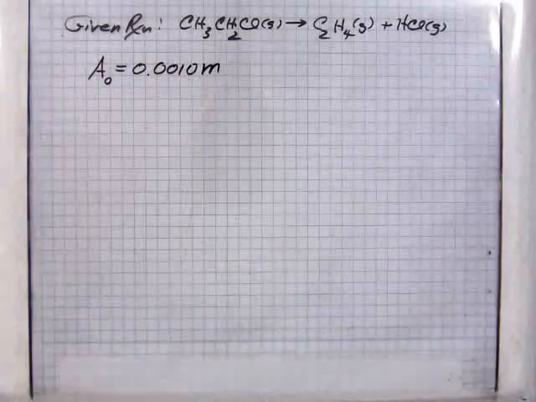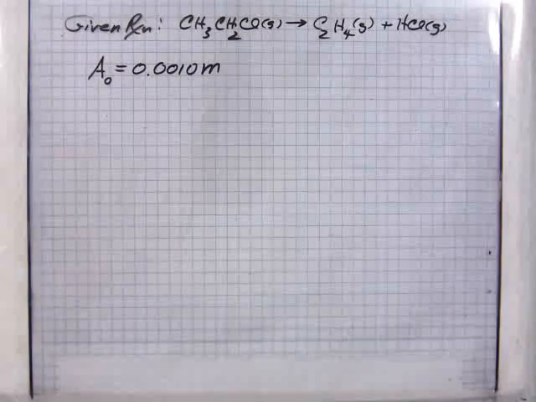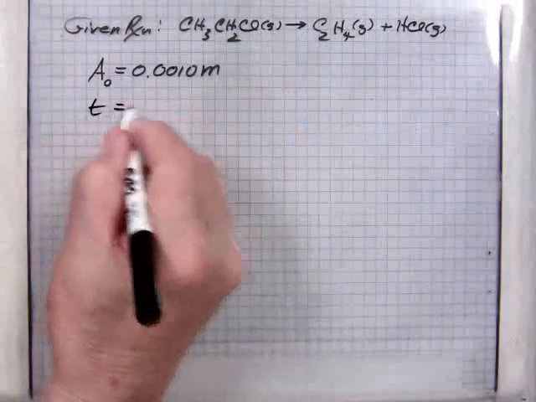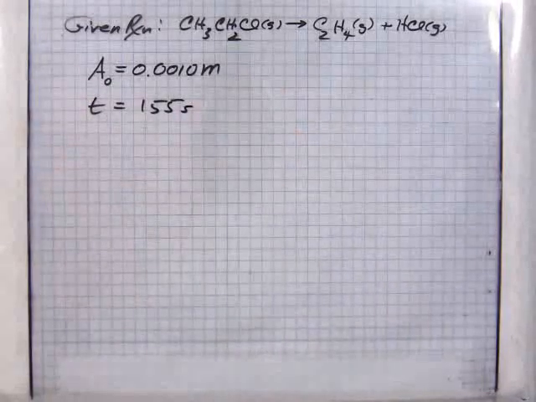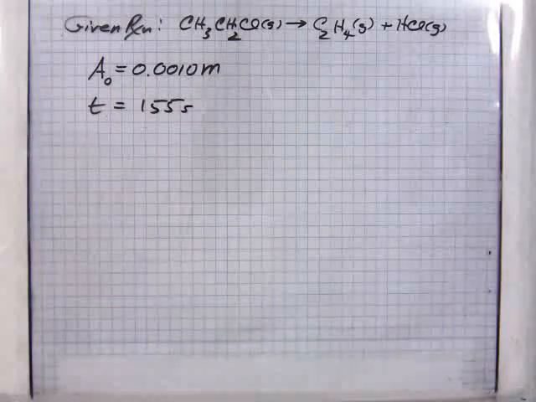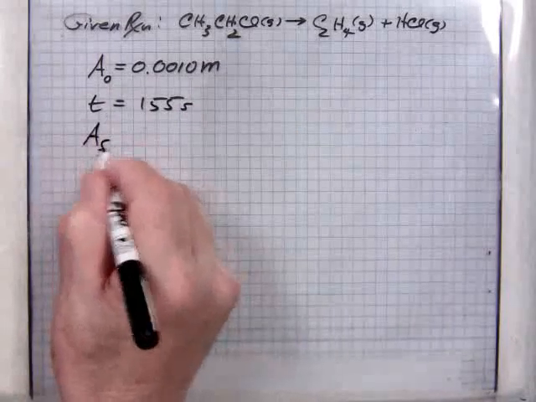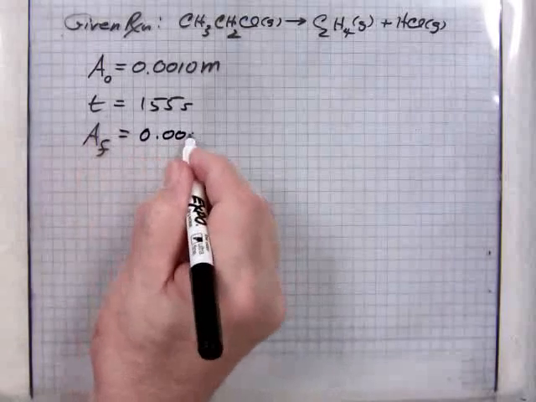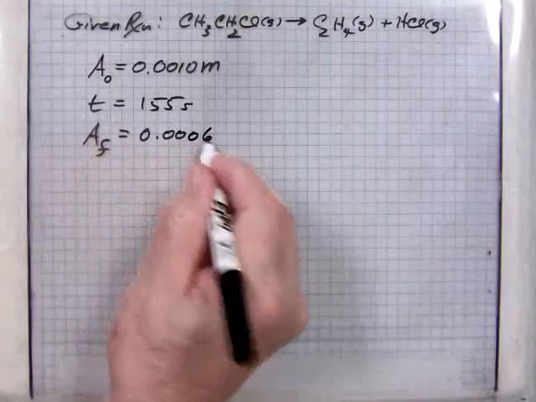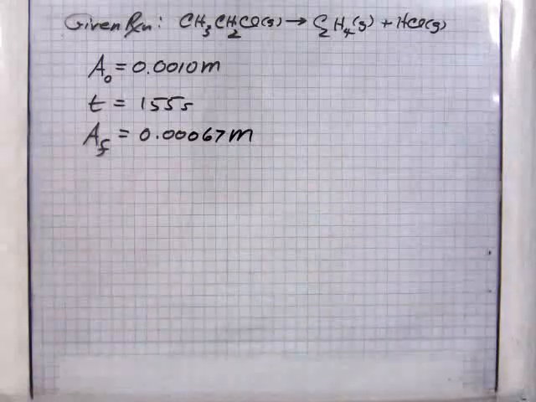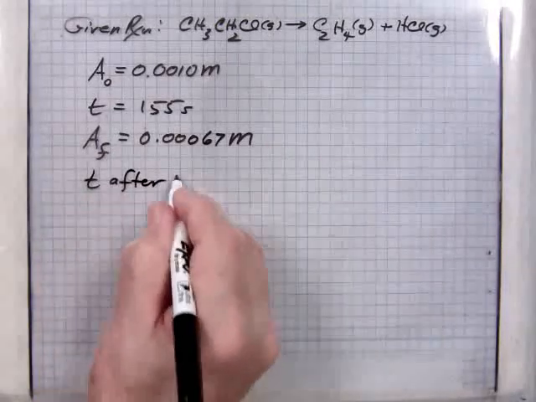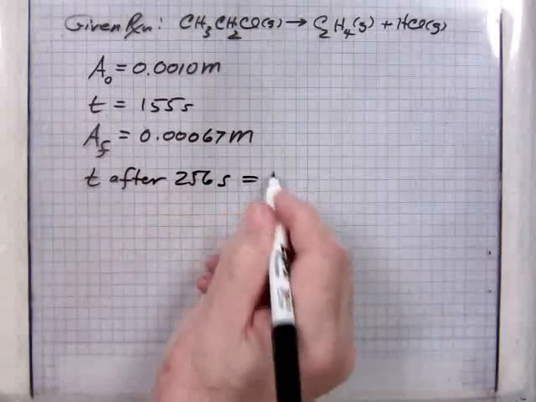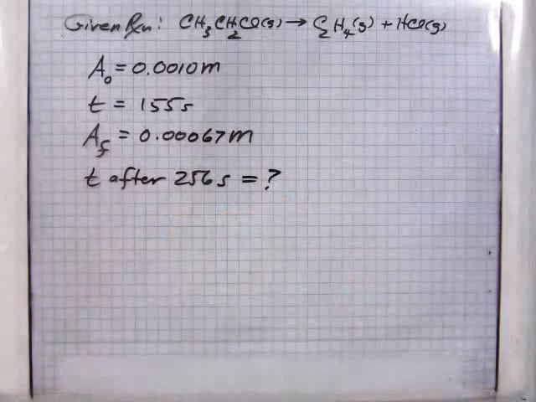In an experiment, the initial concentration of the ethyl chloride was 0.00100 molar. After heating it to 500 degrees for 155 seconds, the concentration was reduced to 0.00067. So A final is 0.00067 molar. What's the concentration of ethyl chloride after 256 seconds? Is the central question here.